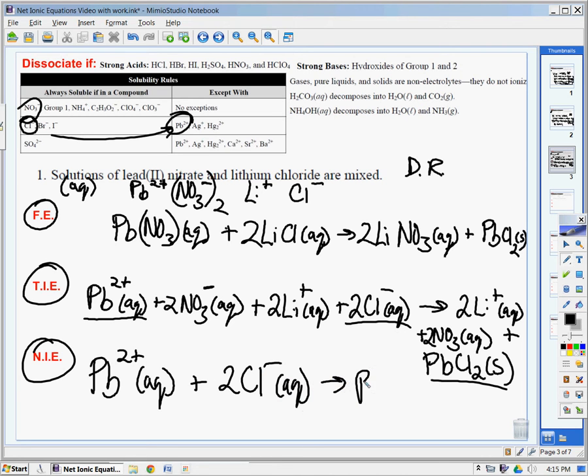And that'll form our good old PbCl2 solid. And it's balanced, which is really good. It should be balanced at the end if you balanced it at the beginning.